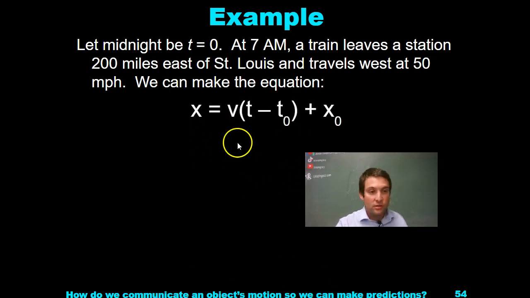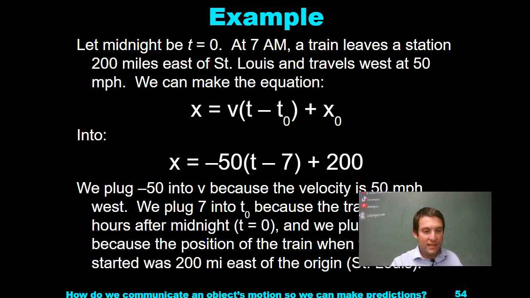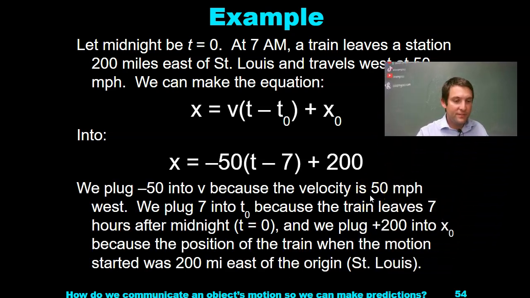We can make the equation x equals velocity times our final time minus the initial time, plus the initial position. Velocity is 50 miles per hour, final time we don't know, minus 7, the initial time, plus 200 miles, our initial position. We plug in negative 50 because the velocity is 50 miles per hour west, which is left. We plug in 7 into t naught because the train leaves at 7 hours after midnight.